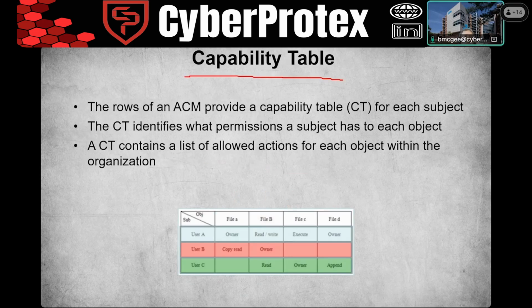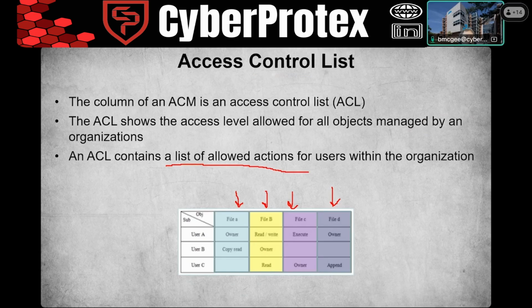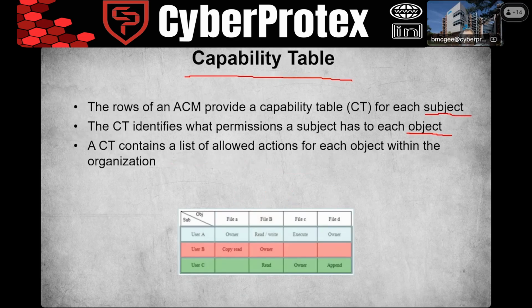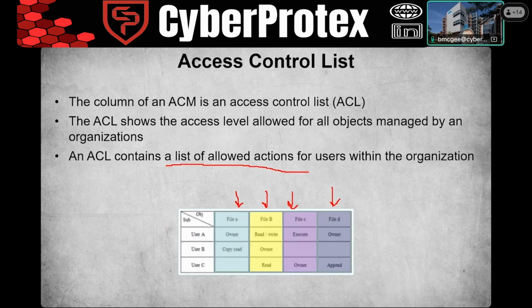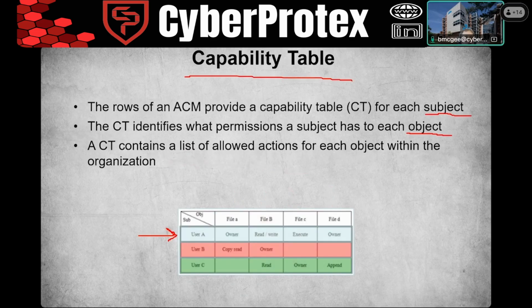This thing called the capabilities table comes in as well, where it shows the permissions for each person. So user A, B, and C, and then what objects those have. Very similar to this previous one. The idea here is that the capabilities table is read by row, as opposed to the access control list, which is read by column. That's the way that ISC2 wants you to remember it.